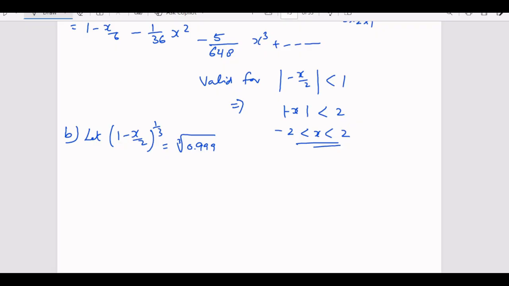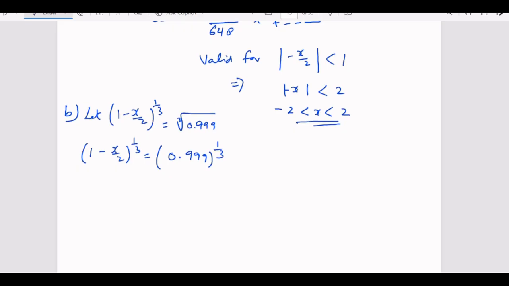So this can be written as 1 minus x over 2 power 3. So I can write it in the same form, 0.999 and power 1 over 3. So now you can see both sides powers are same. So that means the inside of the bracket is going to be same. 1 minus x over 2 is equal to 0.999. So from here we can find out the value of x.